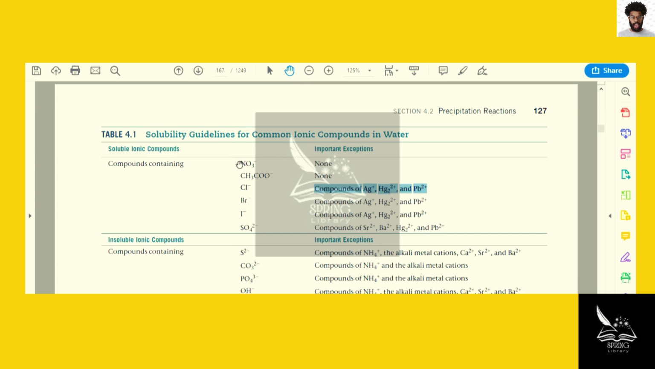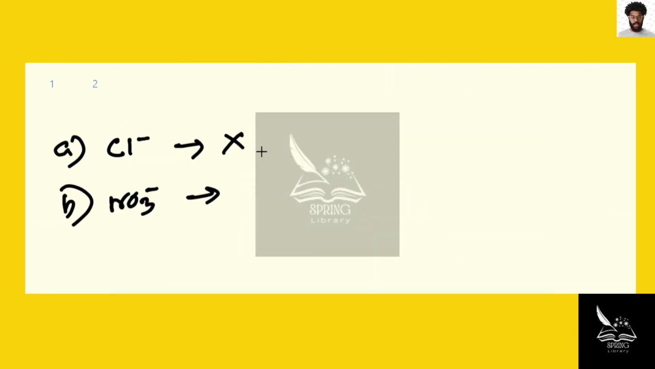Now we go to option B, which is nitrate, and we have already shown that nitrate is always soluble in aqueous solution. That means there is no exception. Nitrate will always be soluble in aqueous solution, so it will never form an insoluble ionic compound, and that's why nitrate will be expected as a spectator ion always in a precipitation reaction.